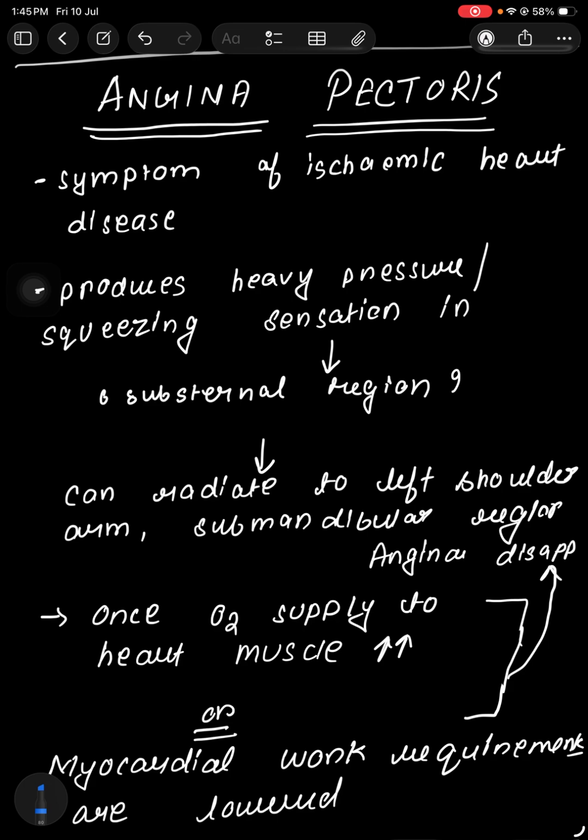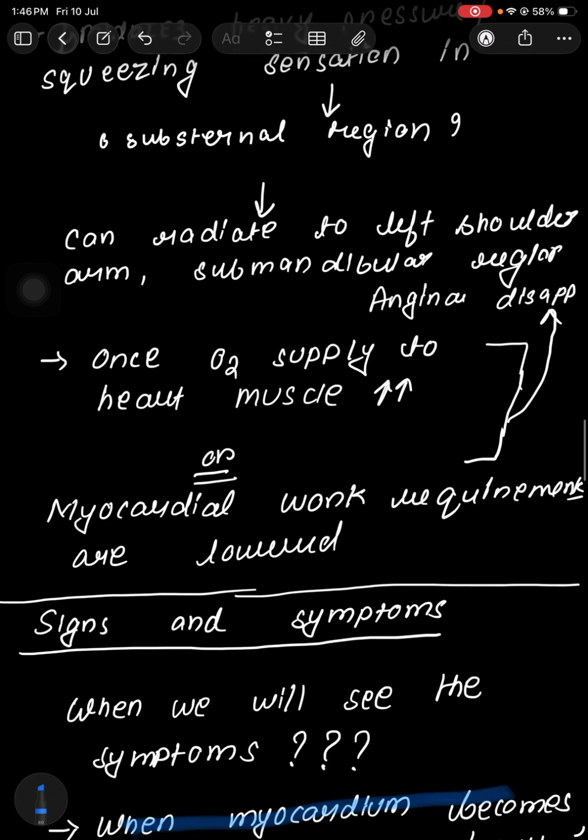So, it's a symptom of ischemic heart disease. What happens in ischemic heart disease? There is a squeezing sensation or heavy pressure felt in the substernal region which can radiate to the left shoulder, arm, and submandibular region. That is called and felt as angina.